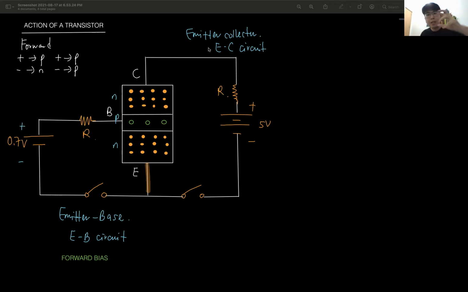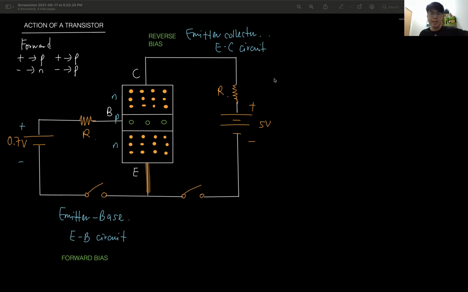And the emitter collector circuit, the second circuit here, look at the terminal. This is positive, and then connects to N-type. That is already reverse, right? And this negative is connected to this negative. This negative to negative is correct, but this positive is connected to the N-type. So it is in reverse bias. So this one, write it down here, reverse bias.